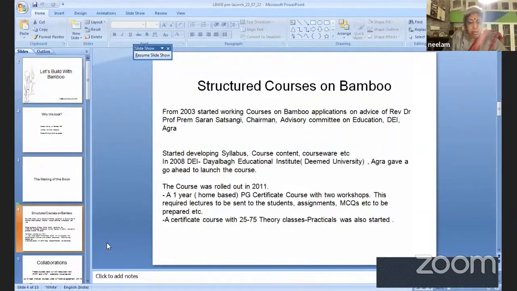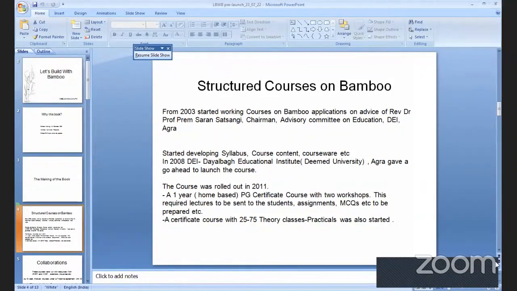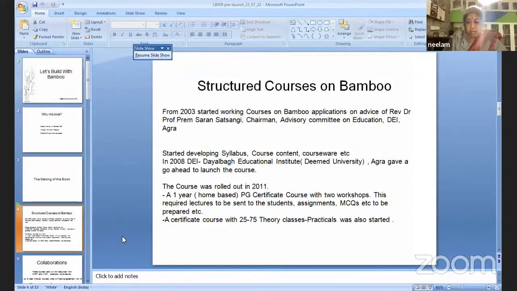And then I took these projects to Professor Dr. Prem Saran Satsangi, who is the ex-director of IIT Delhi. He was the chairman of the advisory committee on education for Dayalbagh Educational Institute, Agra. And then he told me, Neelam, this is great potential, and you should really pursue it. And then I started developing the syllabus and the course content with some help from the university, courseware, etc.